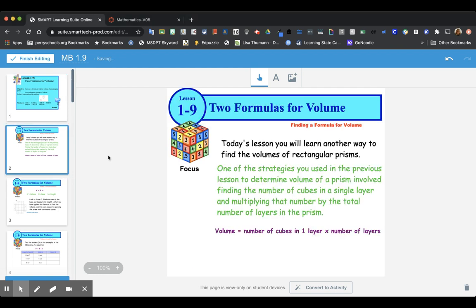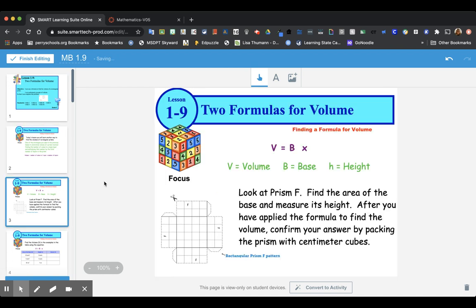So in today's lesson, we're going to learn another way to find the volumes of rectangular prisms. In the past, one of the strategies we used to determine the volume of a prism involved finding the number of cubes in a single layer and then multiplying that number by the total number of layers possible. So see below in the purple, it says volume equals number of cubes in one layer times the number of layers. Well, that connects to this, okay?